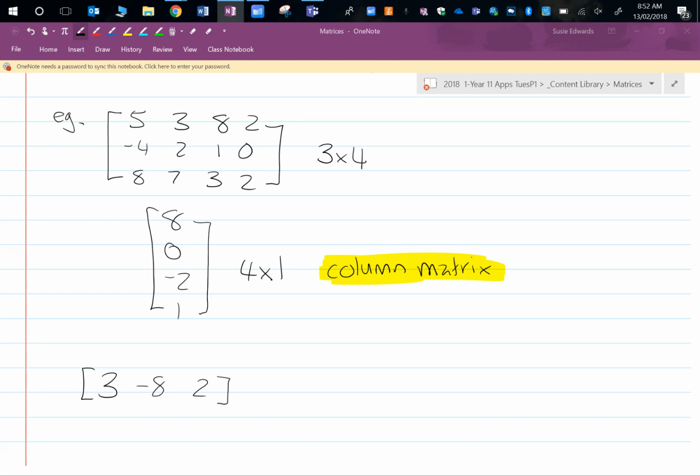Anyone give me a number for the next one? 1 by 3. Anyone want to take a stab at the name for it? A row matrix, because it is only one row.